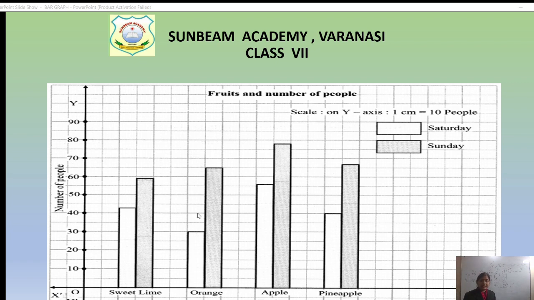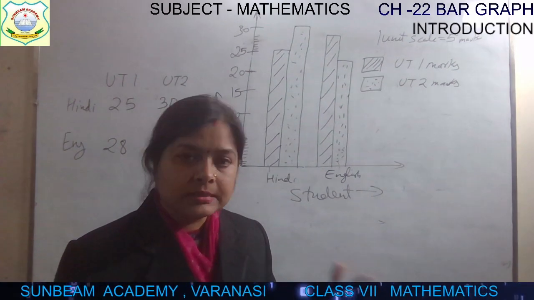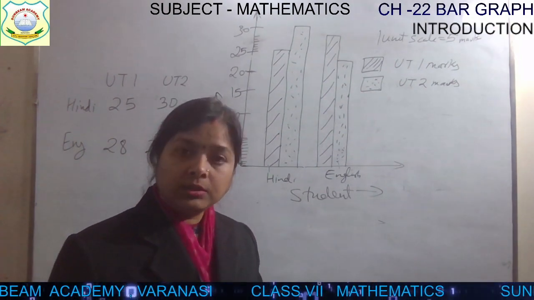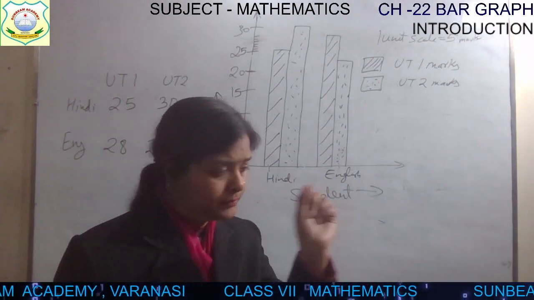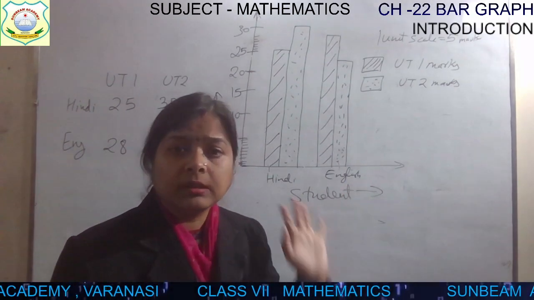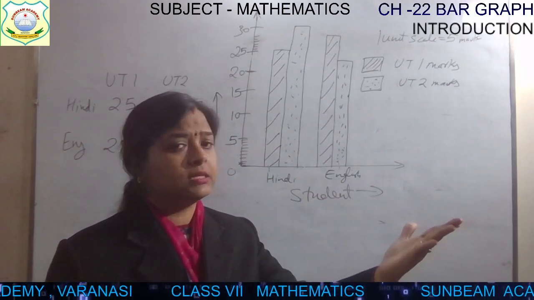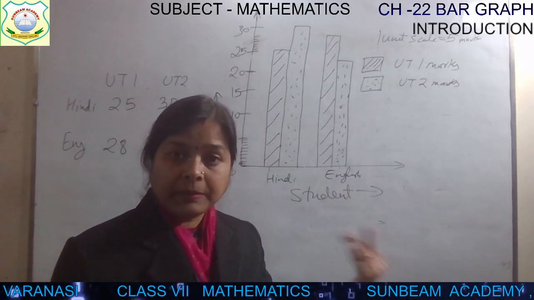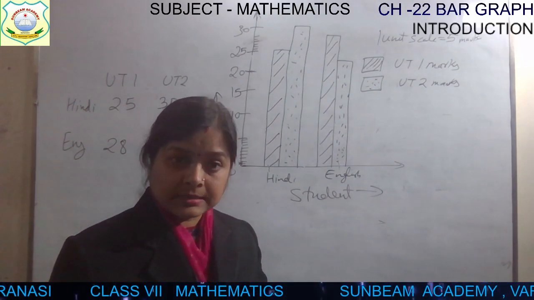So if you see sweet lime, the number of people purchased more on Sunday. They purchased more on Sunday. Orange also Sunday. Apple also Sunday. Pineapple also Sunday. So what we can analyze from this is that on Sunday the number of people in that area purchase more fruit in comparison to Saturday. There is no need to write it all out. Just draw the bar graph and while looking at it you can see, okay, on Saturday the sale is less in comparison to Sunday. In comparison to Sunday, Saturday sale was less, right?